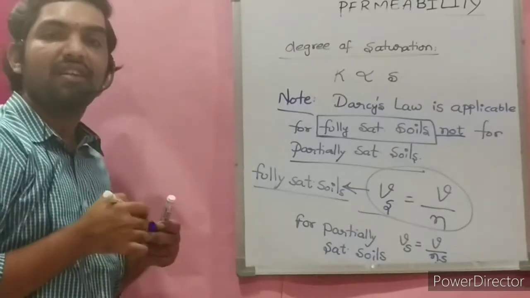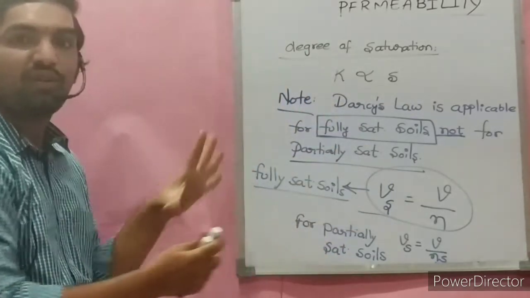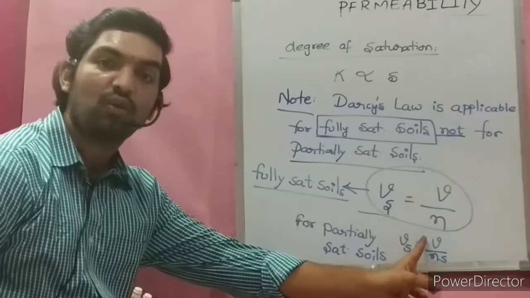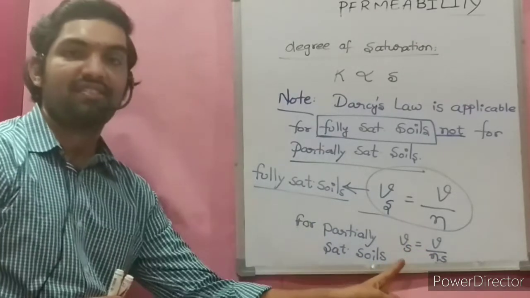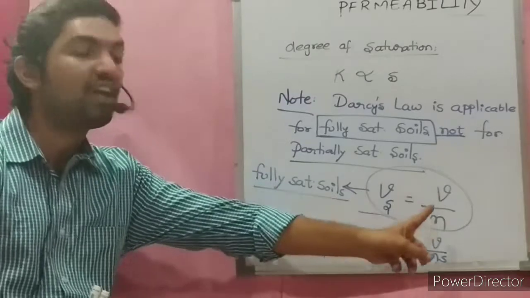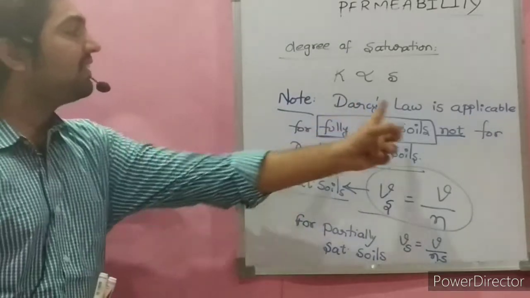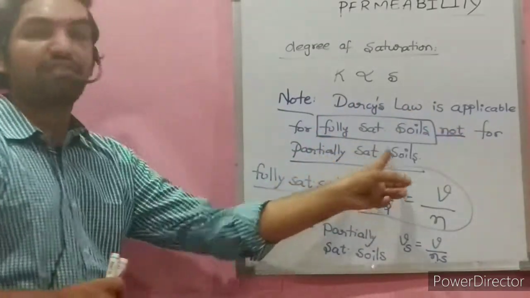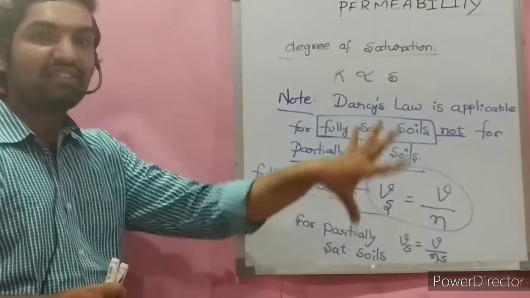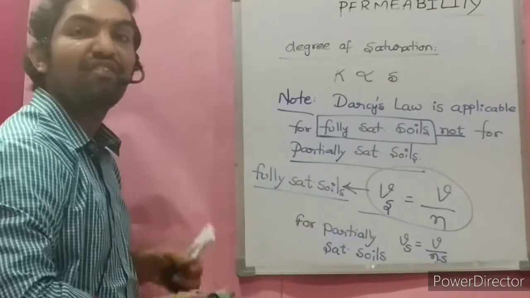Understand the difference, which will be asked in competitive examinations. This is the area to be focused. For partially saturated soils, seepage velocity is equal to discharge velocity upon n into S, porosity into degree of saturation. For fully saturated soils, Vs = V/n only, where S = 100%. Darcy's law is applicable for fully saturated soils, not for partially saturated soils. Hence we have to be careful in this area. It is not simply Vs = V/n that is valid everywhere.